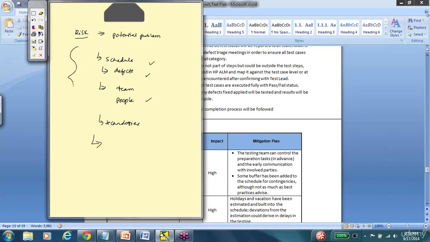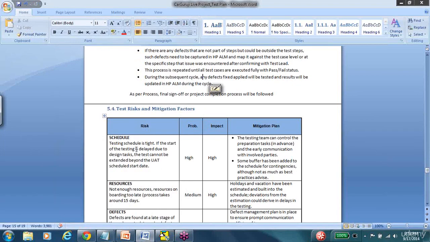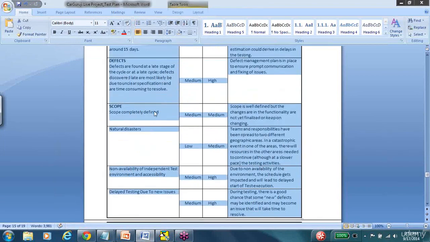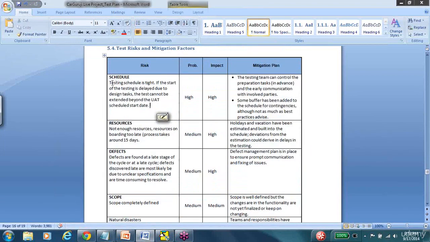They might not have happened right now, but there's a good chance, or at least a slim chance, of these things happening. So the very first step of the risk management process is to identify the risk. So risk identification is nothing but a simple listing of all of these risks. So the first step is where you will list out all the risks that you have. To give you an idea, there's a schedule risk. It says the schedule is tight, and if we start and for some reason we get delayed, the UAT will not and cannot be extended beyond the scheduled start date.